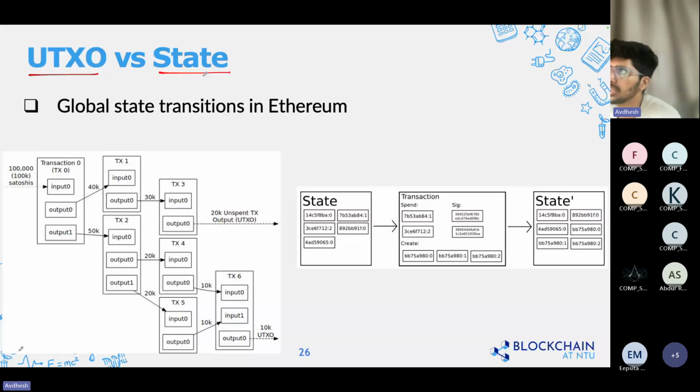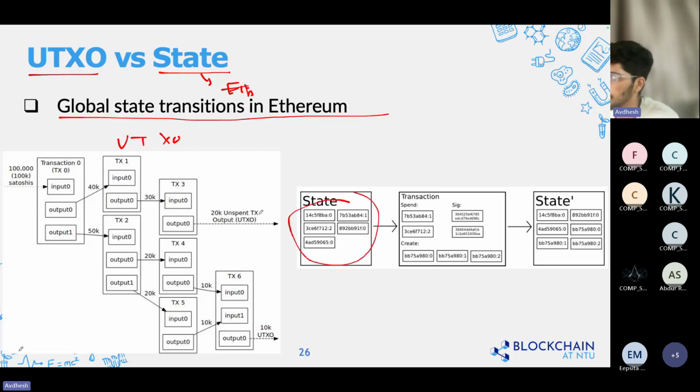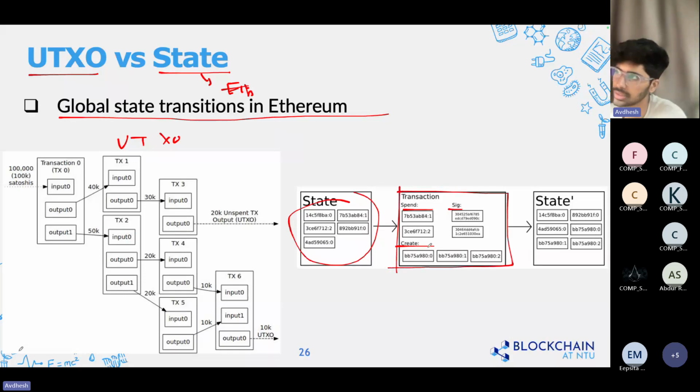So, Ethereum uses state machines, which means that all the global state transitions are stored in Ethereum. So, if this is UTXO, and all the outputs are attached to inputs, and the whole UTXO system is like this, what does state do? Everything is inside one block. So as you can see, even if you spend, you sign, you create, everything is under one block, and you don't have to go anywhere else to see where your output is, or whom you are sending this to. So this is called a state machine, which Ethereum is.